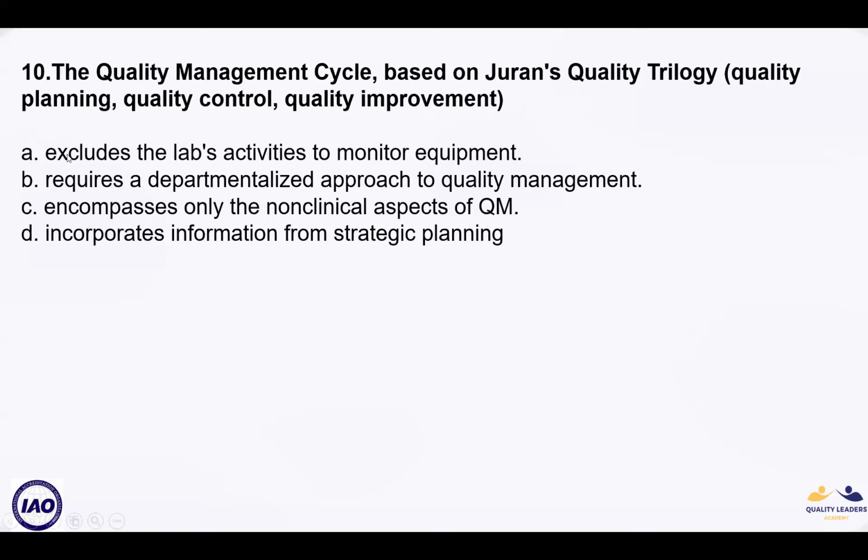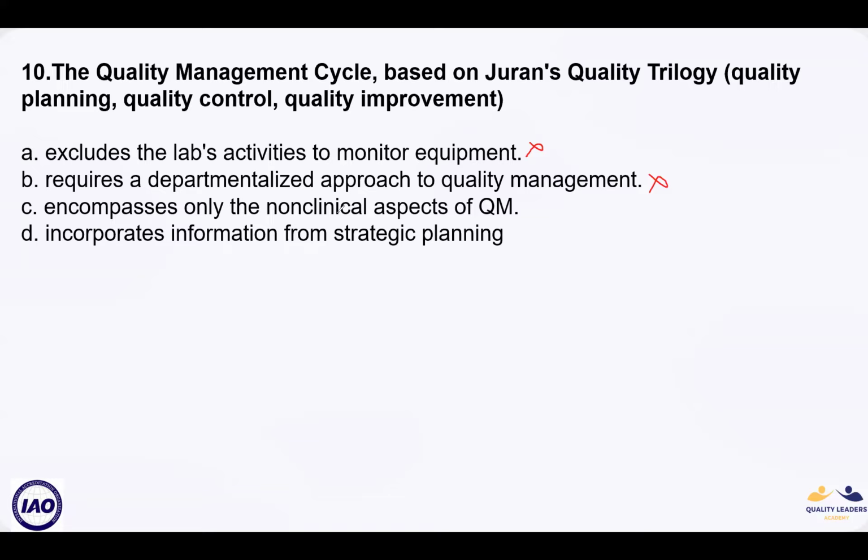coming to the options, option A, it excludes the lab's activities to monitor equipment. We all know the trilogy is universal. It doesn't exclude any of the departments. So it also includes lab, clinicals, and everything. So this is not the right answer. Option B, it requires a departmentalized approach to quality management. No, because we all know TQM and Juran and all the quality gurus reject the silos. So this is also wrong.